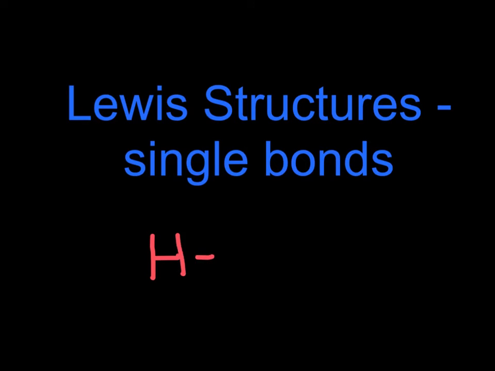A single bond can be represented with a dashed line between the two elements showing where the shared electrons are. Or the other way is by drawing two dots between the elements that are sharing, to show that they're sharing two electrons. So let's continue looking at how to do this.